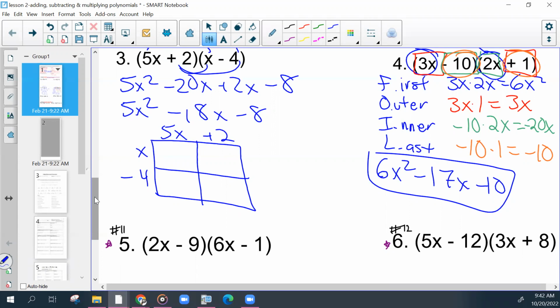And then you're going to multiply each set of terms together. So 5x times x will give us 5x squared. 2 times x will give us 2x. 5x times negative 4 would be negative 20x. 2 times negative 4 is negative 8. Same process, just a different way.